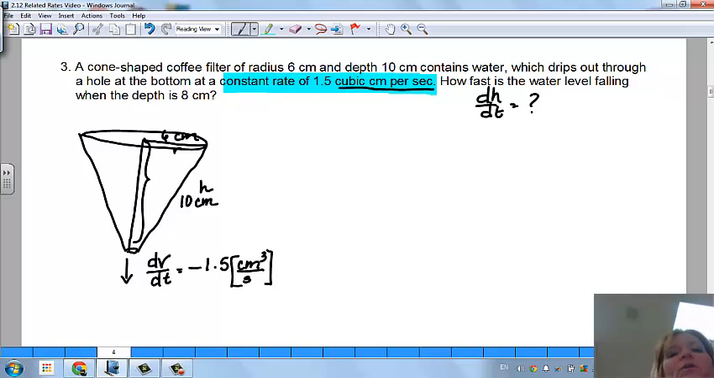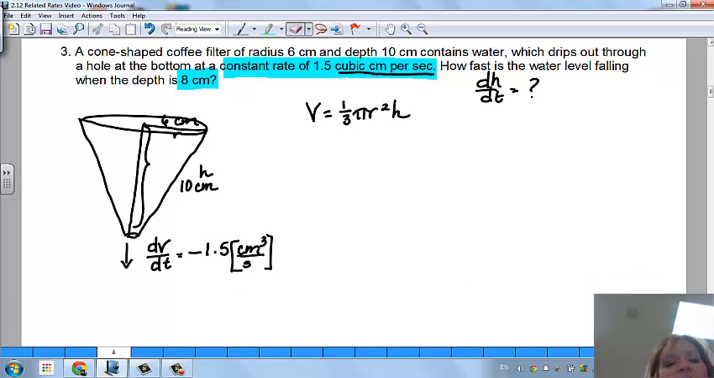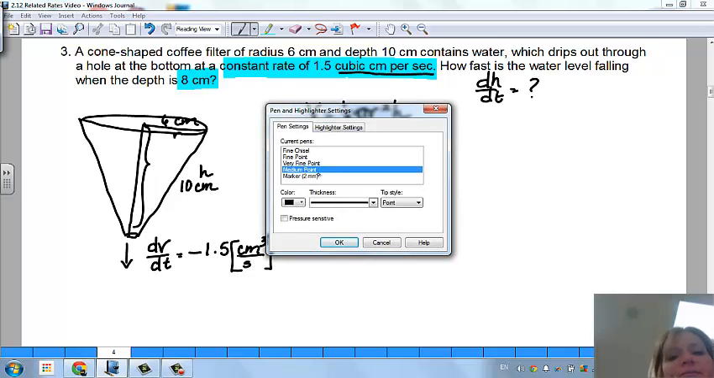We will have to know the time when the height is 8, but for right now we don't have to worry about that. We're looking for the relationship between all this, and we're talking volume. So the volume formula is 1/3 pi r squared h. And because it's a cone, and this is unique to a cone and a couple other shapes, every time the water falls down, I'm going to use blue here so you can see what I'm talking about.